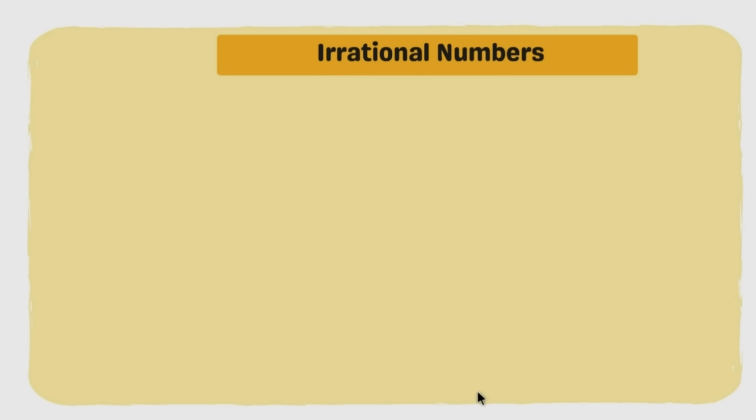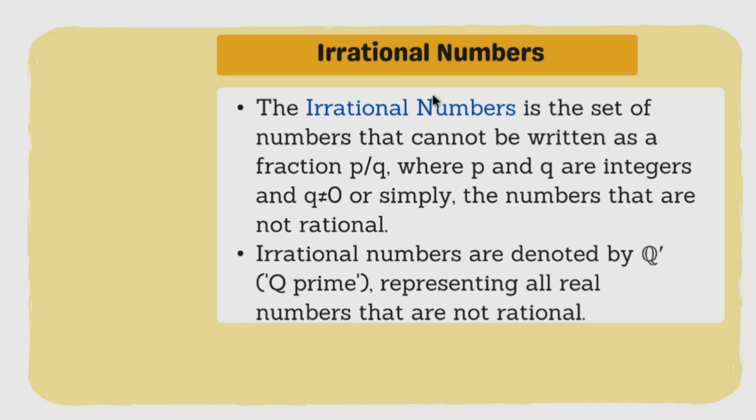And lastly, we have irrational numbers. Ano naman po itong irrational numbers? Napag-aralan din po natin ito previously. Irrational numbers is the set of numbers that cannot be written as a fraction P over Q, where P and Q are integers and Q should not be equal to 0 pa rin. Simply, the numbers that are not rational. These are the opposite of rational numbers.